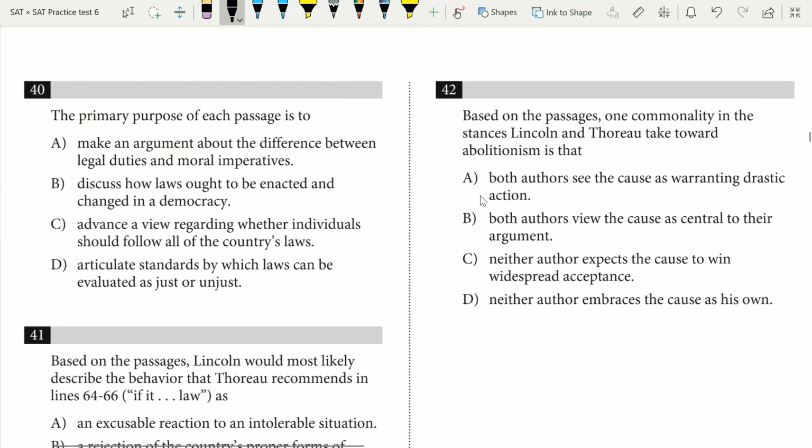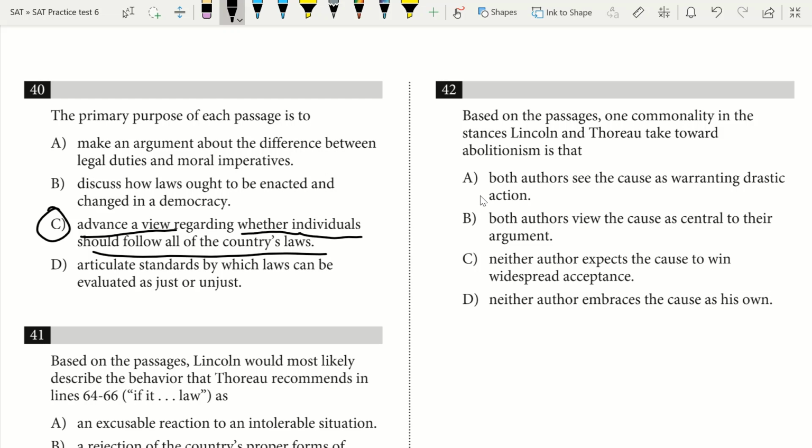All right, 40. The primary purpose of each passage is what? Well, we know that each passage is really talking about advancing a view regarding whether individuals should follow all of a country's laws. Each one makes an argument about whether individuals are required morally or legally to follow all of a country's laws. We know that passage 1, that's from Abraham Lincoln, says you must follow these laws, otherwise you're trampling on your founding fathers' graves essentially and prohibiting liberty, your children's liberty. We know passage 2 argues, hey, you should break these countries' laws if they're unjust. So each one picks a view regarding whether individuals should follow a country's laws.